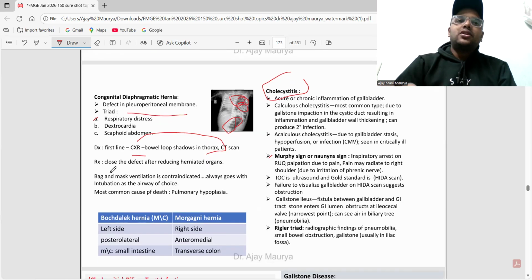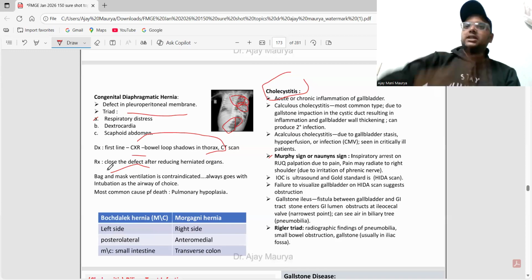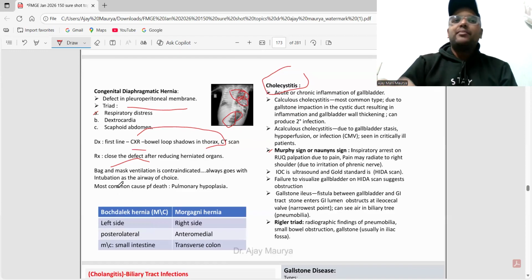What is the treatment here? You have to close the defect after reducing the herniated organs here. Bag and mask ventilation is always contraindicated here in this case. Okay, na? The common cause of death is pulmonary hypoplasia.